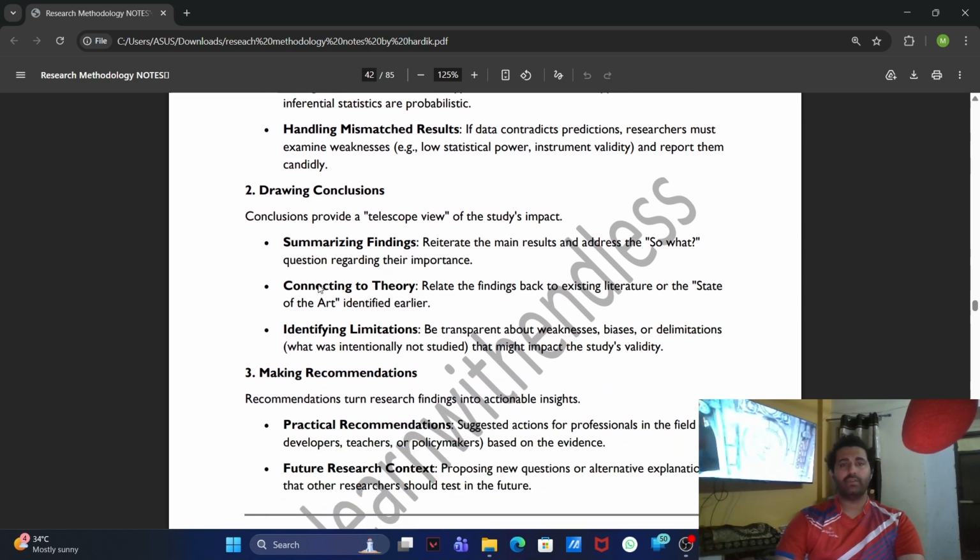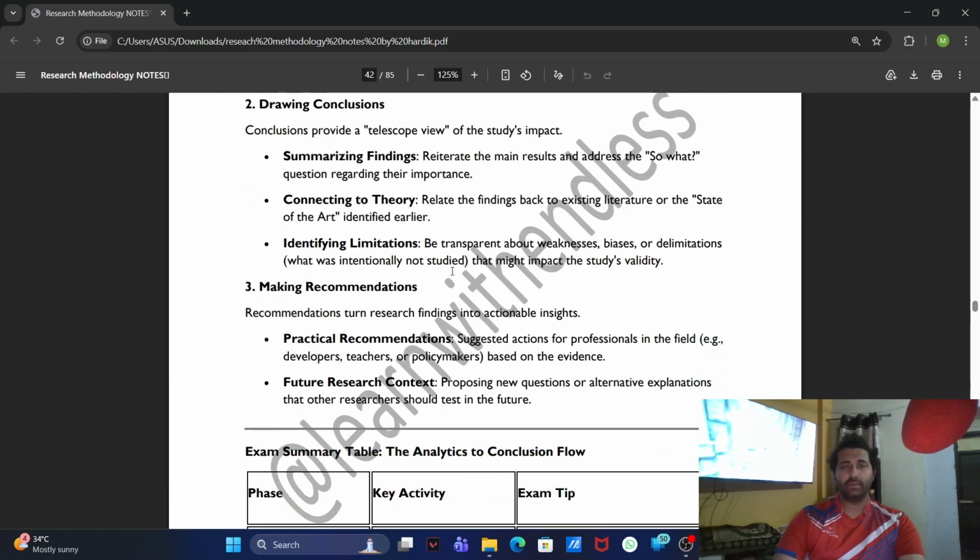Drawing conclusions. Conclusions provide a telescopic view of the study's impact. Summarizing findings: reiterate the main results and address the so-what question regarding their importance. Connecting to the theory: relate the findings back to the existing literature or the state of the art identified earlier. Identifying limitations: be transparent about the weaknesses, biases, or delimitations, what was intentionally not studied, that might impact the study's validity. Making recommendations: recommendations turn research findings into actionable insight.